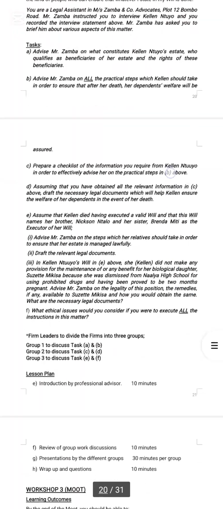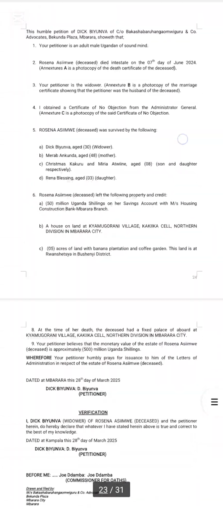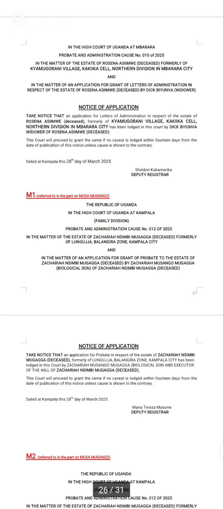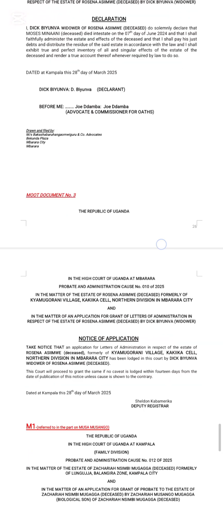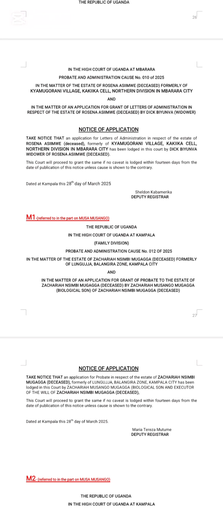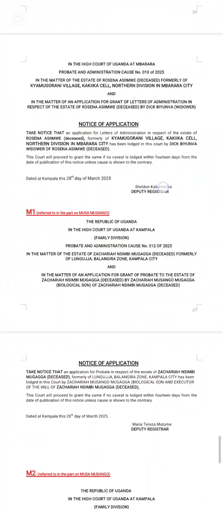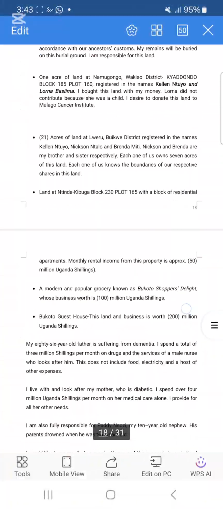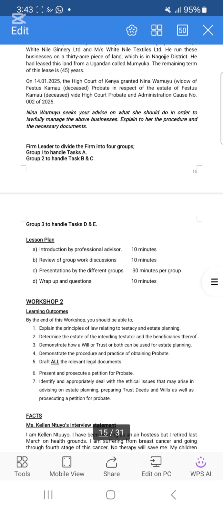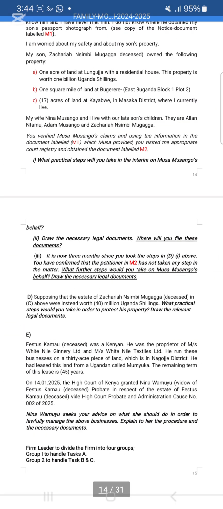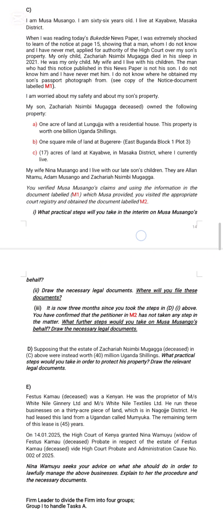So when you look at M1, basically M1 is a notice of application of the letters of administration. So M1, they are saying that, which must have provided, visit the appropriate court registry and obtain the document labeled M1.